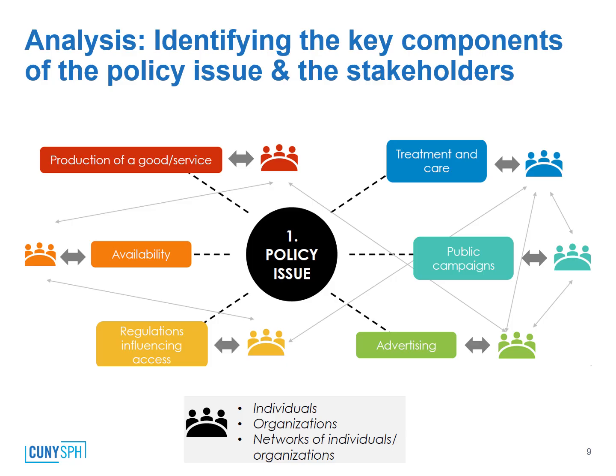Here we see the next step, which is linking the policy issue to its stakeholders. For example, if the issue is HIV care, stakeholders can be connected to different aspects, including production of medication, the availability of that medication, regulations influencing access, treatment, and care, public campaigns, or even advertising. By mapping these relationships, we start to see how individuals, organizations, and networks interact around the policy issue.